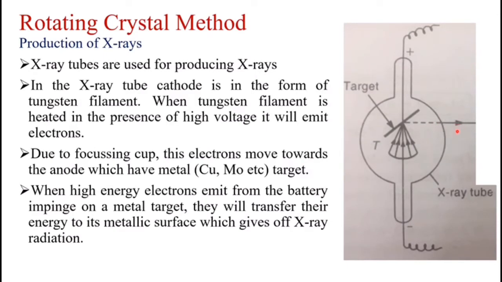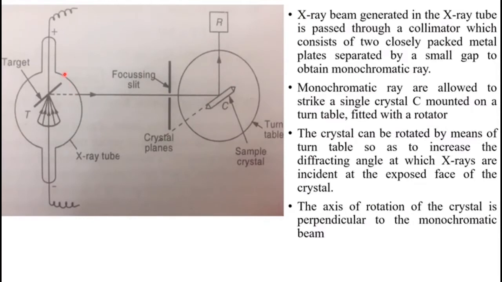That X-ray will have wavelengths of all ranges. The X-ray beam generated in the X-ray tube will have different wavelengths. In order to get a monochromatic ray, it will be passed through a focusing slit or collimator. The collimator consists of two closely packed metal plates separated by a small gap. So we are obtaining a monochromatic ray. This monochromatic ray is allowed to strike a single crystal.